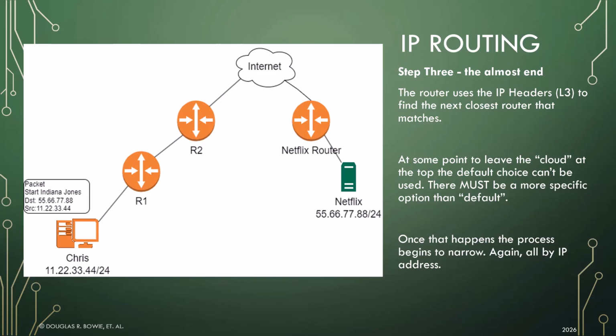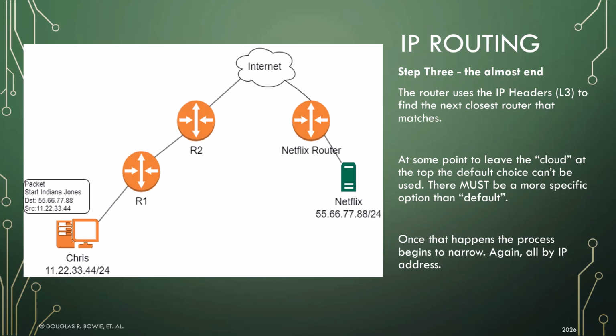Router 1's going to get it. It's going to look at it. It's going to throw away the frame. It's going to look at the layer 3 information and say, oh, you're headed to 55.66.77.88. Well, I know that's not toward Chris, because that's not his IP address, and I don't know where that is, so I'm just going to ship it upstream to my default route. And so router 1's default route is to go to router 2.